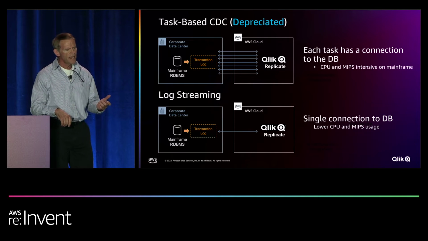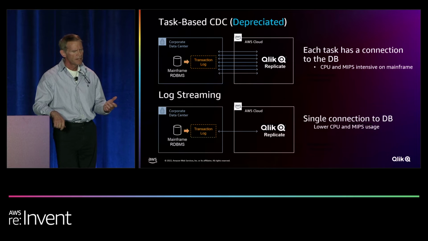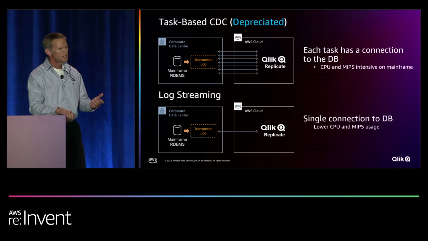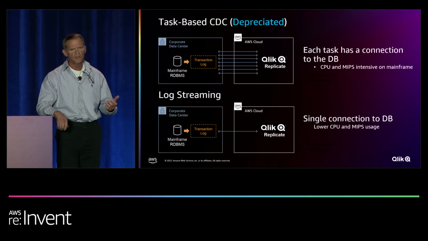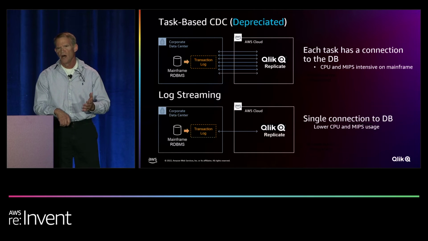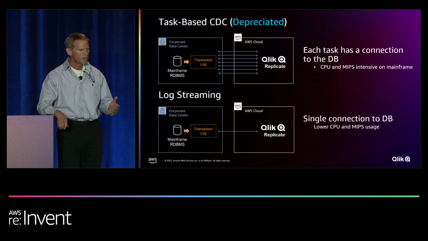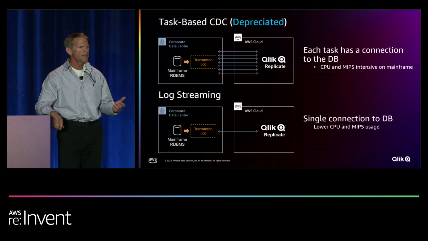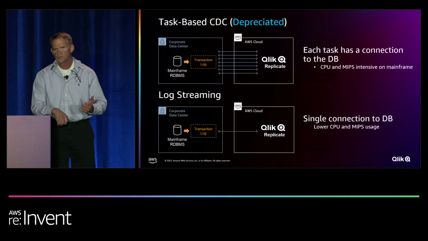And in the past, each task had a separate connection to the database. What we found was, even though we're retrieving data from the transaction log, which is fairly efficient, most of our servers had anywhere between 10 tasks, some had 50. We even had servers going up to 100 tasks running on an individual server. So when you have that many connections going back to the database, eventually that is going to be expensive CPU and MIPS wise.